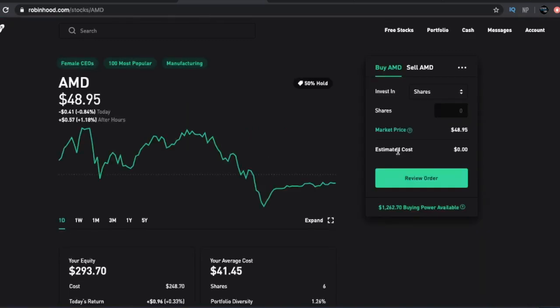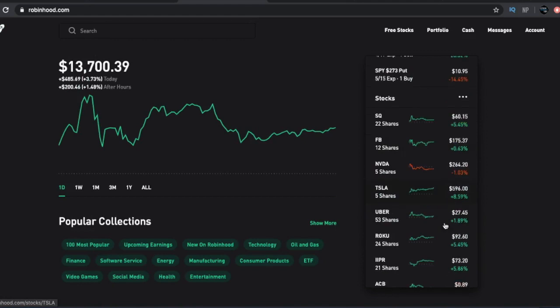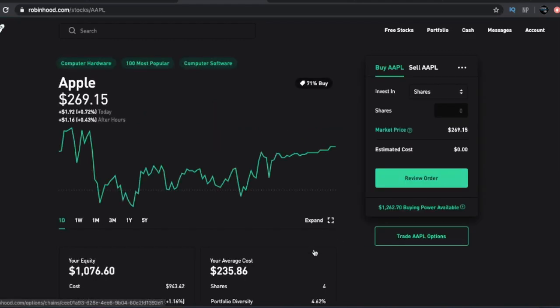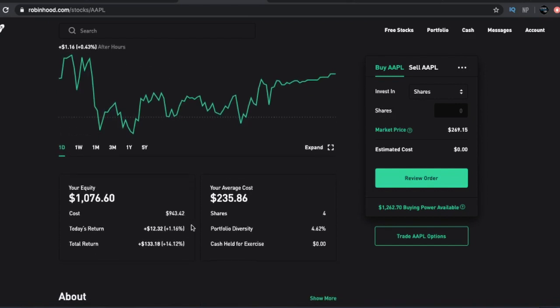Next one we have here are the new ones that I bought. AMD. AMD's at $48.95. I'm at $41.45. I'm up 18.09%, which is $45. Let's go on to the next one. Next one we have is Apple. Apple, the big dog. My average cost is $2.35. It's at $2.69 right now. I'm up 14.12%, which is $133.18.